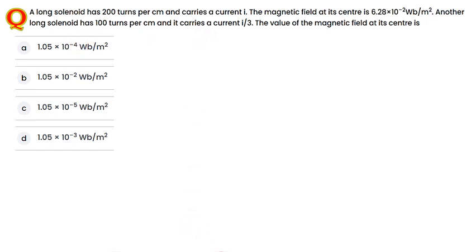What is the formula in the case of a solenoid? B is equal to mu naught N I. The mu naught value is constant and is not going to change. Only N and I are going to change. So B1 is proportional to N1 I1, and similarly B2 is proportional to N2 I2. They are asking for the B2 value, with B1 already given. From this, B1 divided by B2 will be equal to N1 I1 divided by N2 I2.